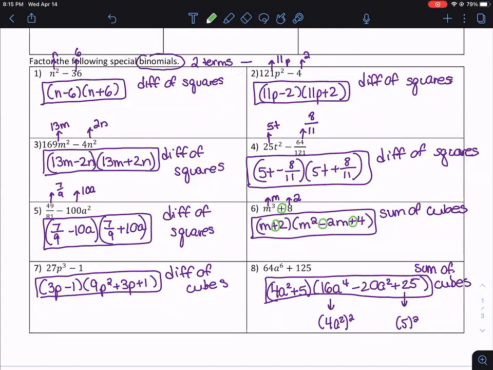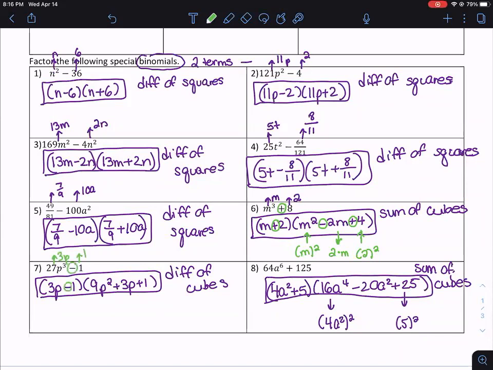The 2 terms cube roots go in the front, so m plus 2. This is what's in the binomial squared. This is their product. And this is the second term in the binomial squared. And then you're done. You don't have to factor that anymore. 27, same deal. So this is 3p and this is 1.